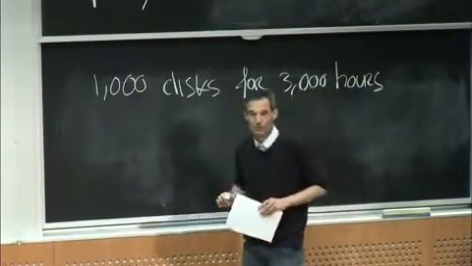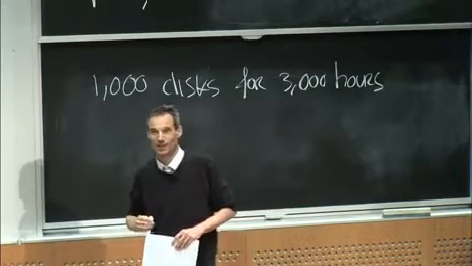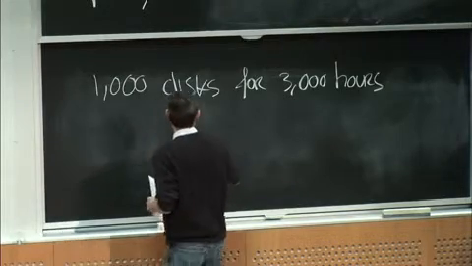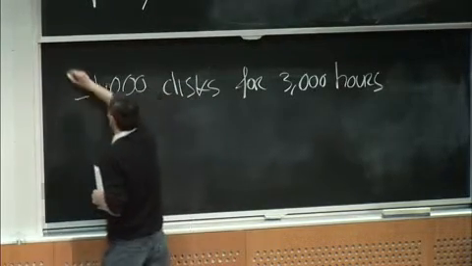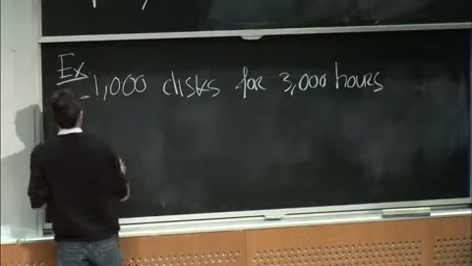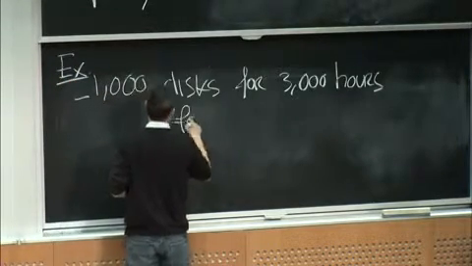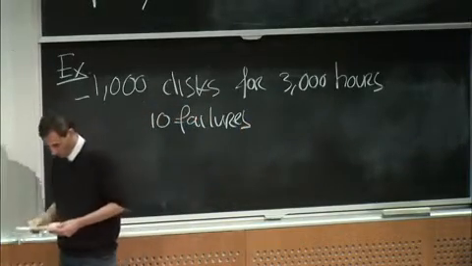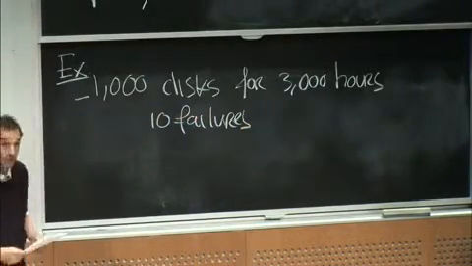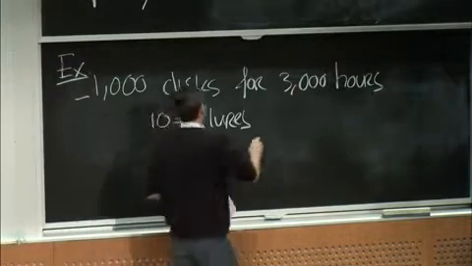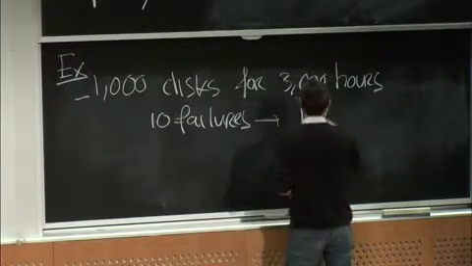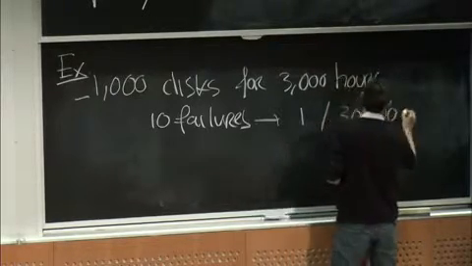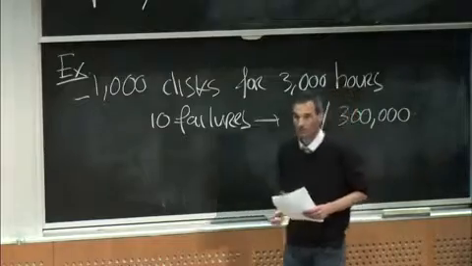It's still a lot. There's a substantial amount of time, correct? But certainly, you can wait on that. And let's say you observe, here's an example, 10 failures. And so you can then basically say the failure rate is 10 failures over 1,000 disks times 3,000 hours, that is 1 over 300,000 hours.